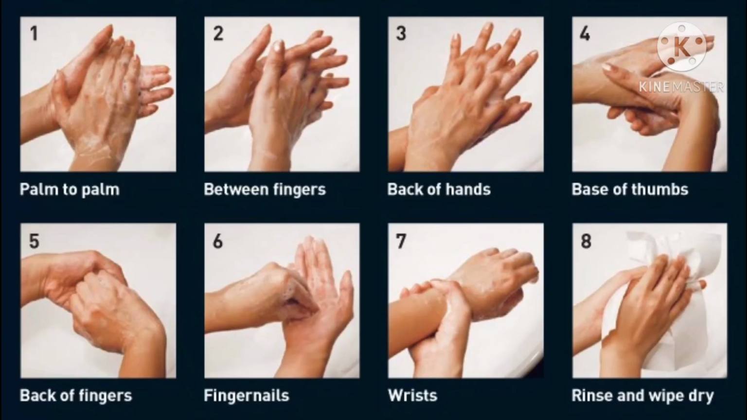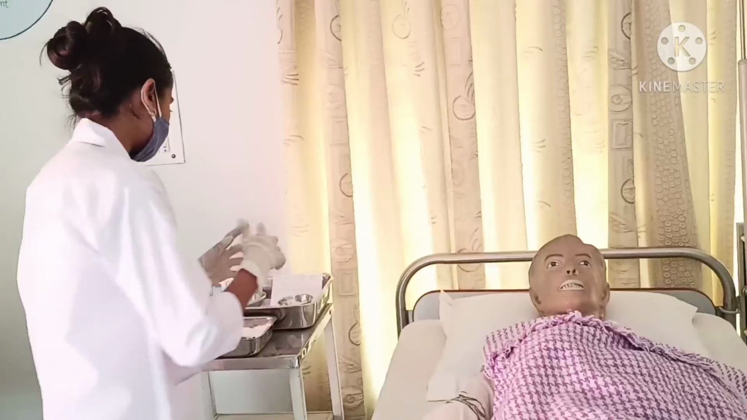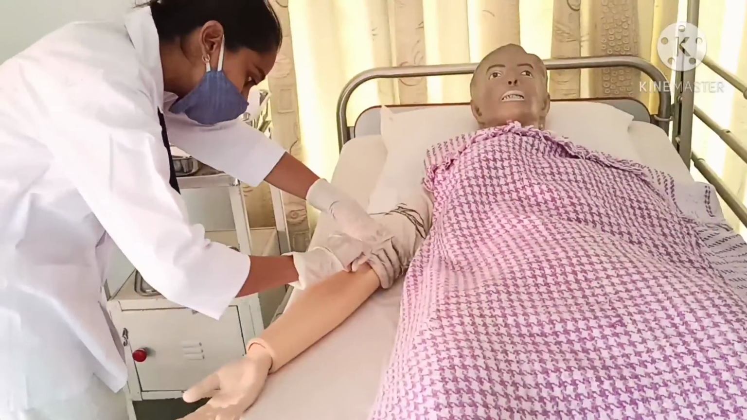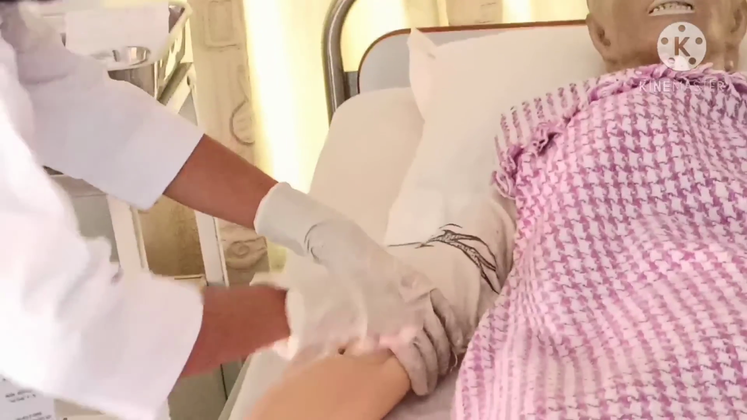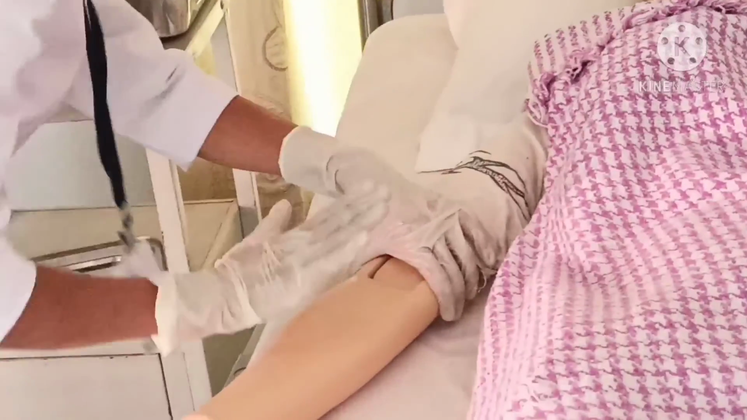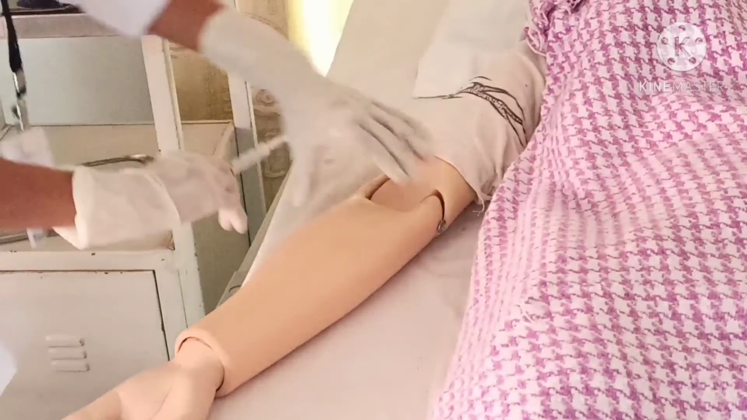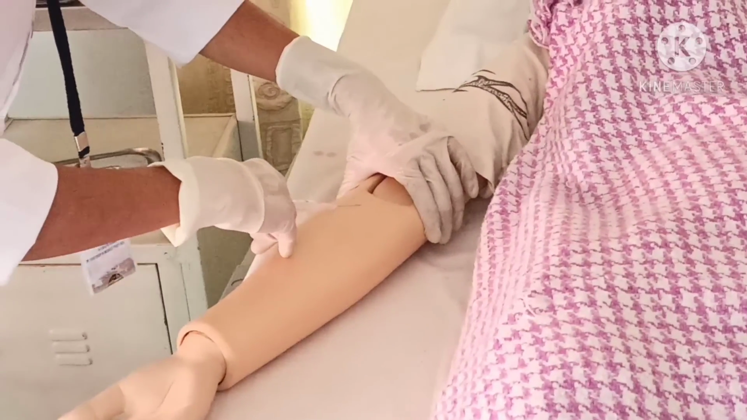Then second, the intra-procedure steps. In that, firstly go for hand washing to prevent contamination. Then wear the gloves and start the procedure. Firstly, clean the area with the spirit swab and tap over the site to make the vein clearly visible. Now take the needle and syringe and inject the medicine into the vein.